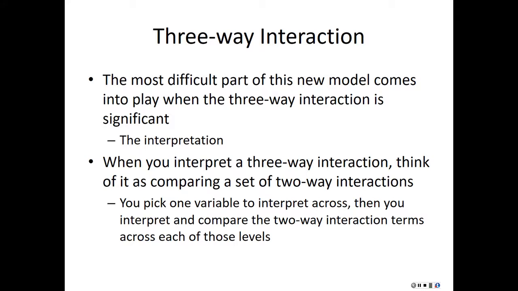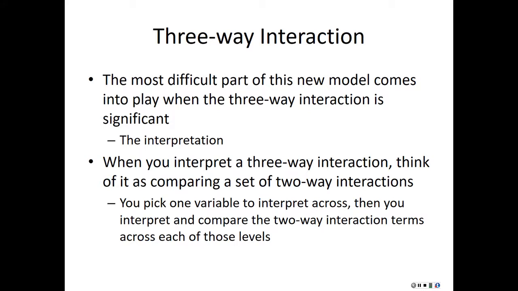So it's just like when I talked about a two-way interaction, where you were thinking of how the main effect was now different at each of the levels of the other variable. Now we're looking at how the two-way interaction is different at each of the levels of a third variable. So you pick one variable to interpret across, and usually this is based on what you're most interested in. A lot of times we're looking at gender differences. So how do males have their two-way interaction compared to females having their two-way interaction? So you can talk about those differences in that relationship.